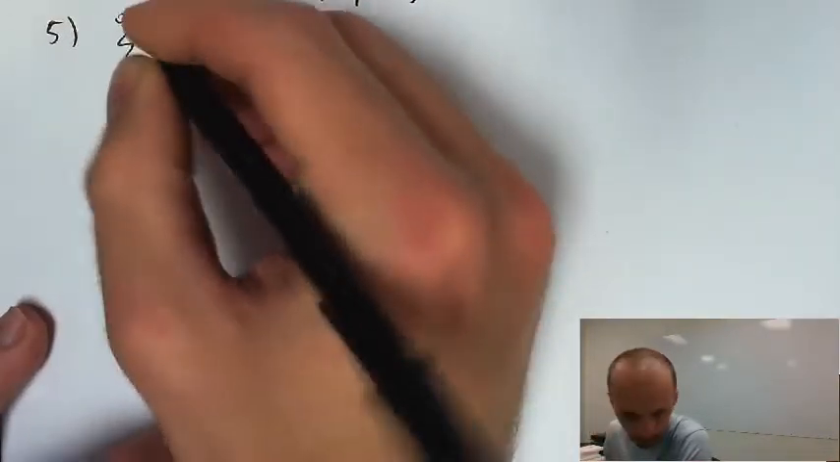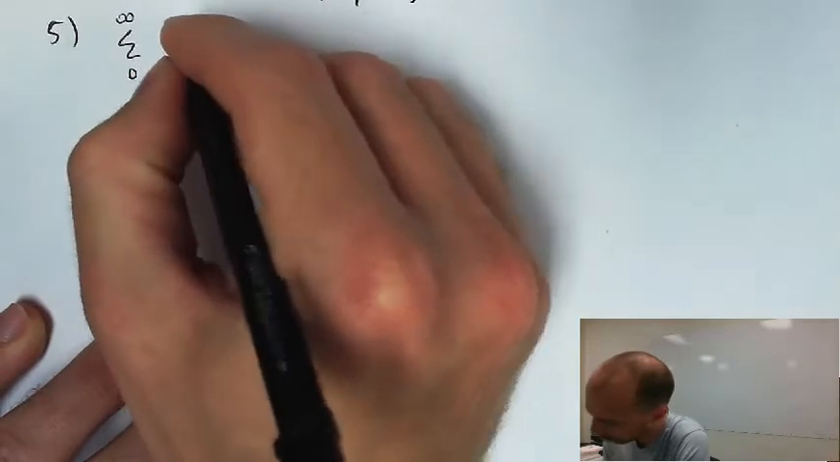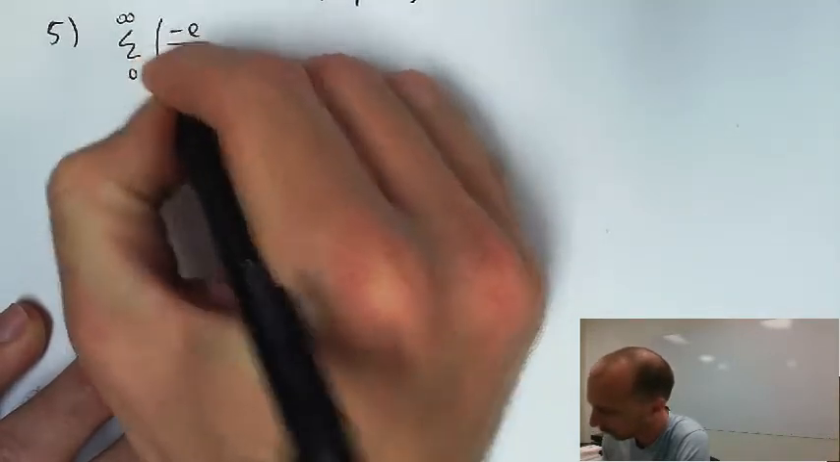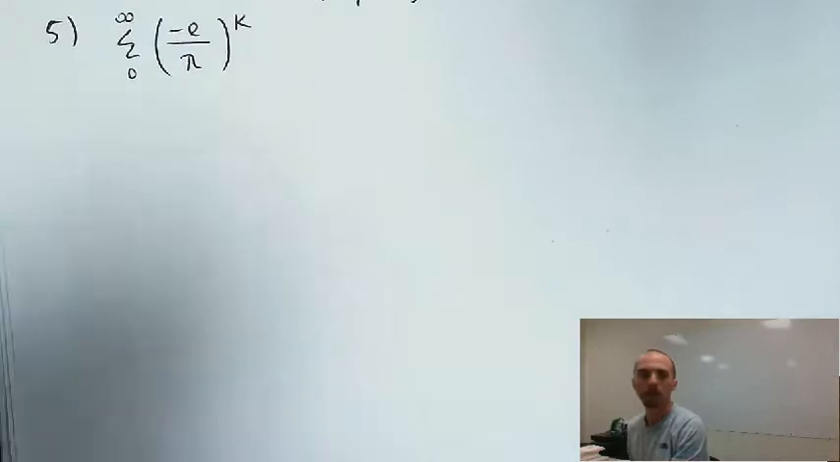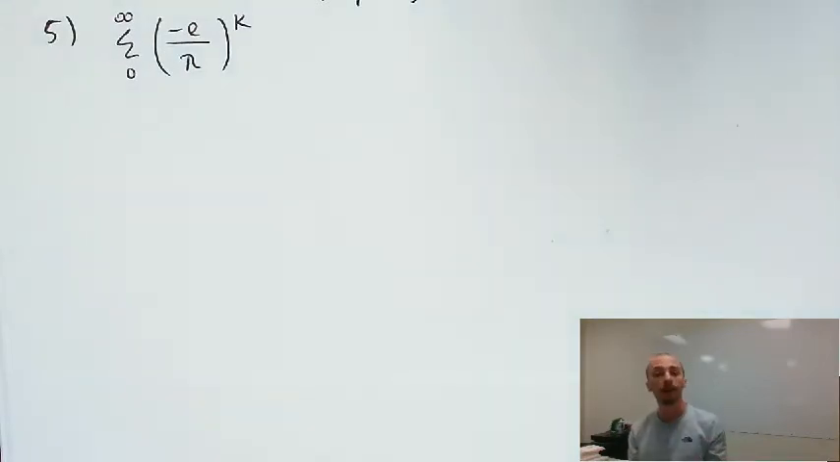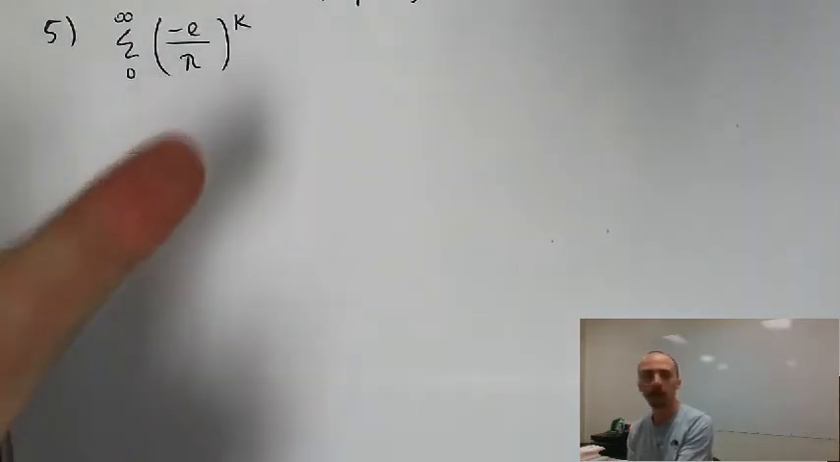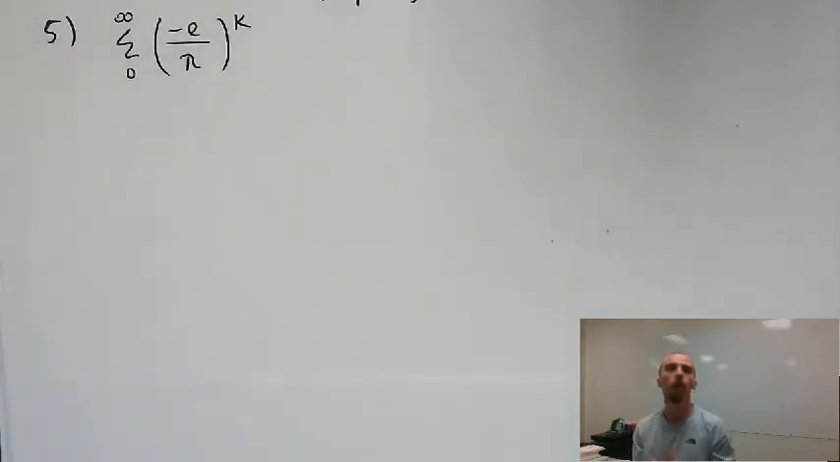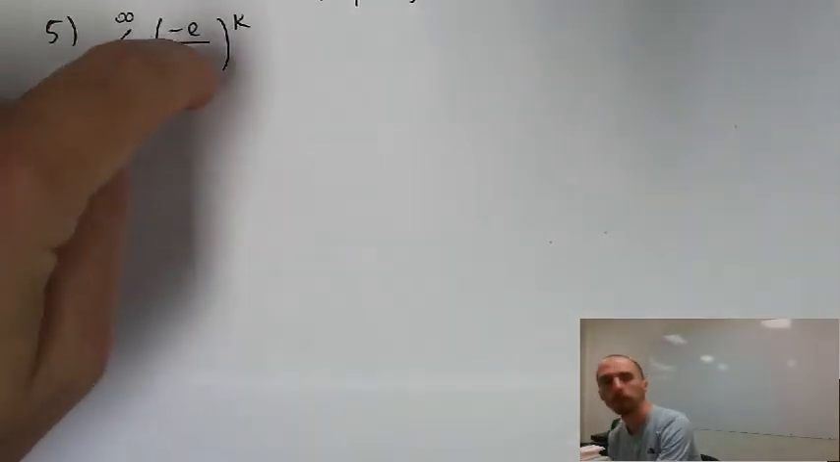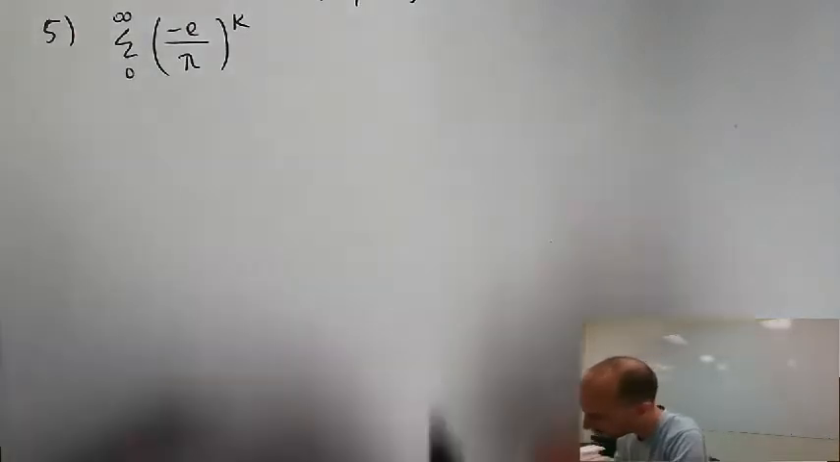All right, number 5 is a geometric series problem. So we are looking at the sum from 0 to infinity of (negative e over pi) to the k. First, we need to decide whether this is going to converge or not. We need that ratio, the number being taken to the kth power, to be between -1 and 1. But since pi is bigger than 3, and e is less than 3, this fraction is between -1 and 1, and the series will converge.